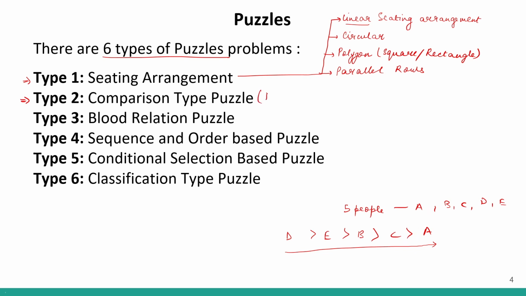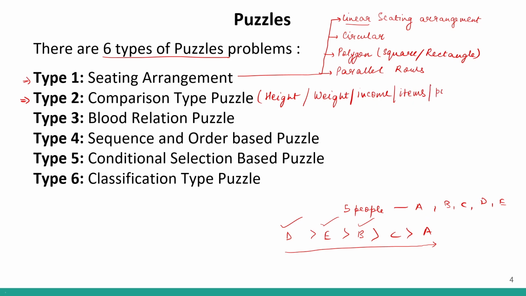So in comparison type puzzle, you can compare on height. There can be many factors. You can compare based on height, weight, or income. You can compare based on the number of items a person has. For example, there are 5 friends, each has a different number of pineapples, each has a different number of pencils. D has more pencils than E, E has more than B, and so on. Different items, different attributes you can have.